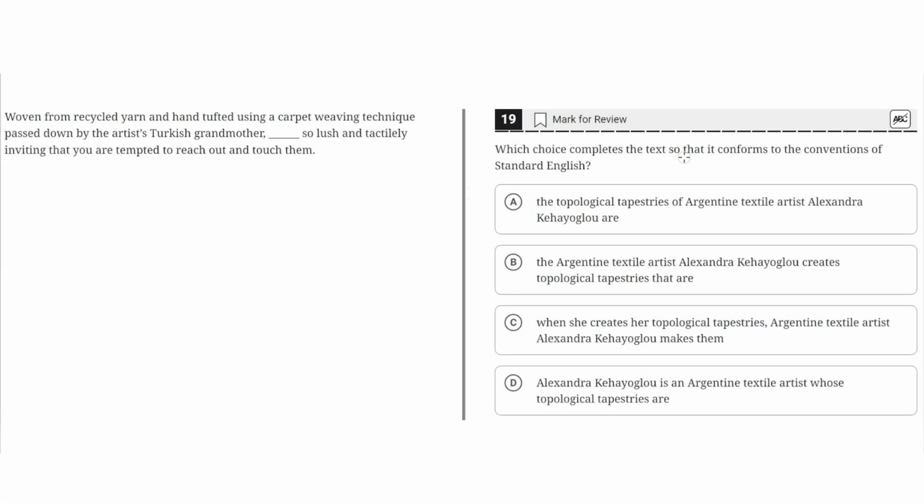Which choice completes the text so that it conforms to the conventions of standard English? Woven from recycled yarn and hand-tufted using a carpet weaving technique passed down by the artist's Turkish grandmother, blank so lush and tactfully inviting that you are tempted to reach out and touch them.